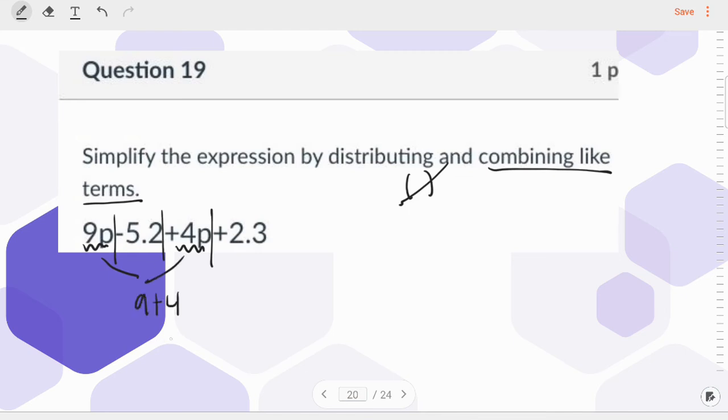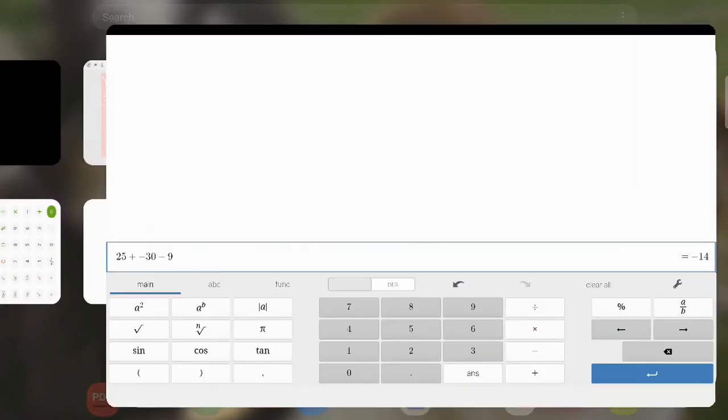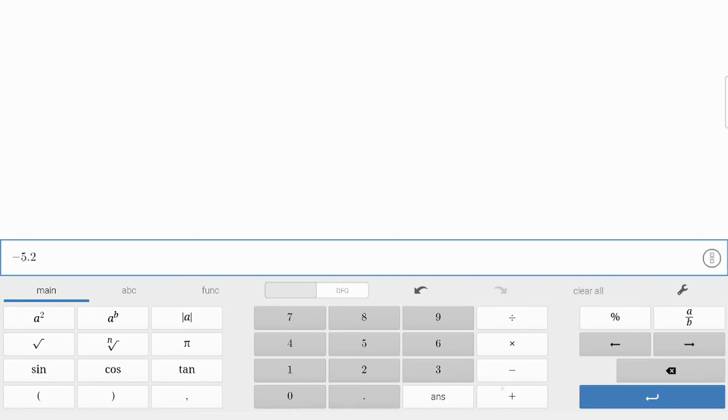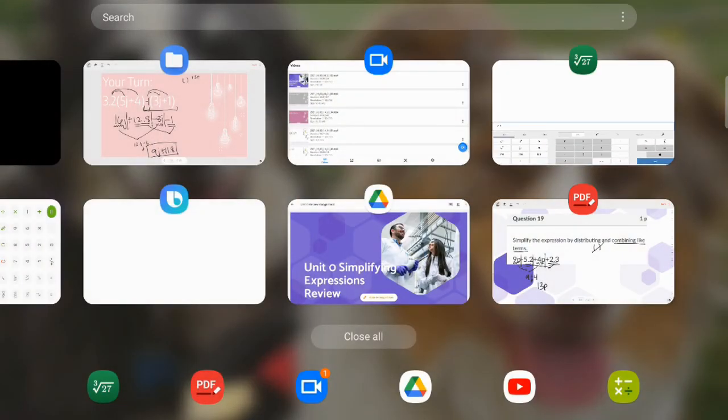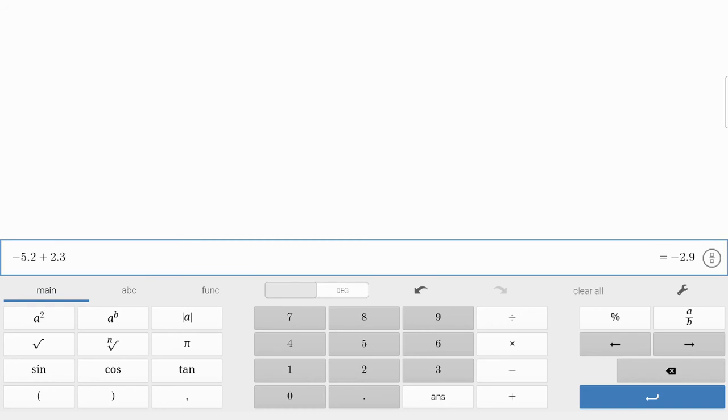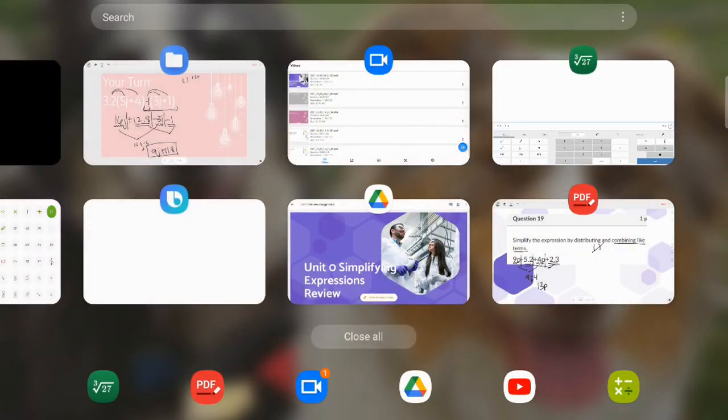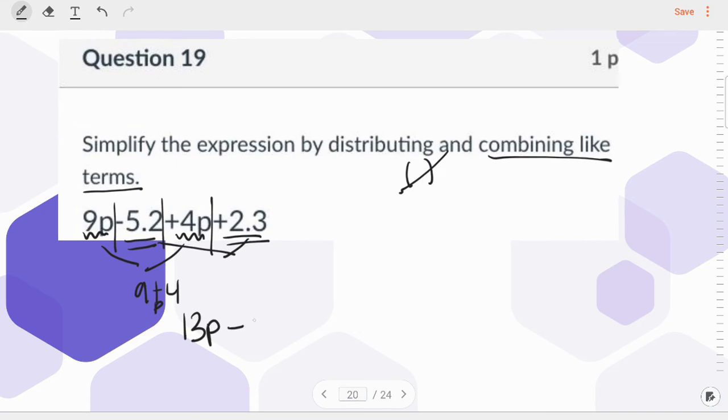9 plus 4 gives me a grand total of 13, and those were p's, so 13p. Negative 5.2 doesn't have a variable, and neither does 2.3, so I'm going to combine those two. I'm going to use my calculator on this one. Decimals and negatives do not get along, at least for me. Negative 5.2 plus, I've got to look back what it was, 2.3. So negative 2.9, and I'm going to leave it as a decimal, negative 2.9. And this is my final answer.